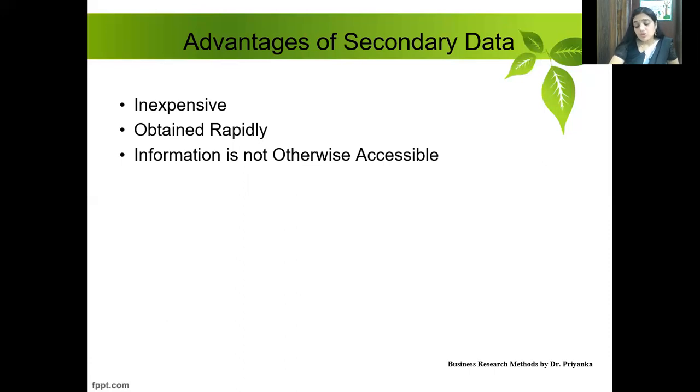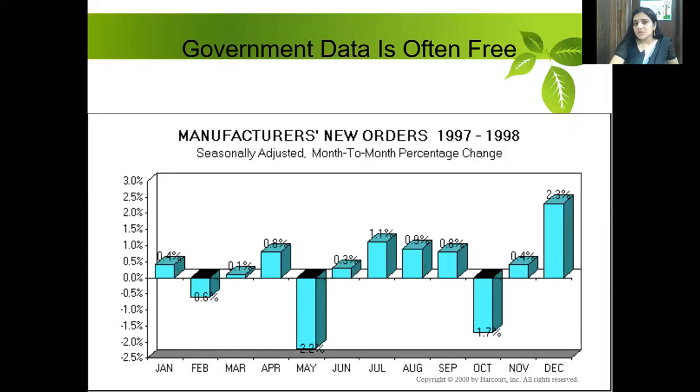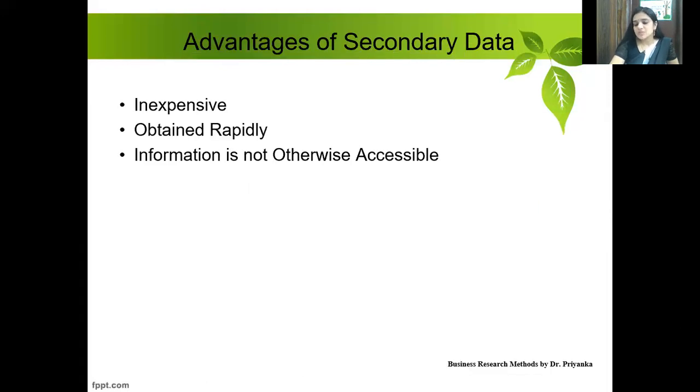Because if you want to go and assess human behavior on your own, it will take months and maybe some years. And it might not be accessible. Sometimes subjects are not available to be assessed, and sometimes they are a little reluctant. But if somebody has collected the same or similar data, it is very useful for you. For example, government data is often free. Like we said, it is inexpensive.